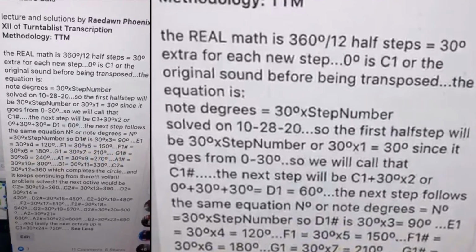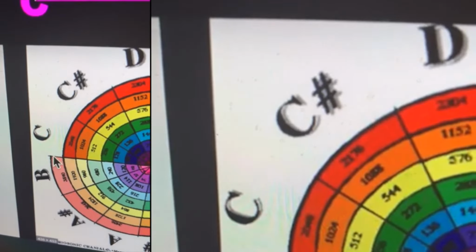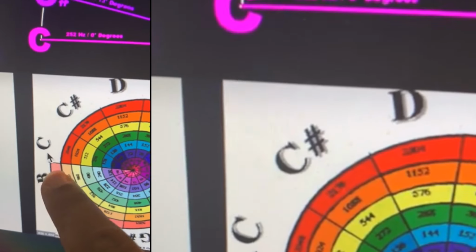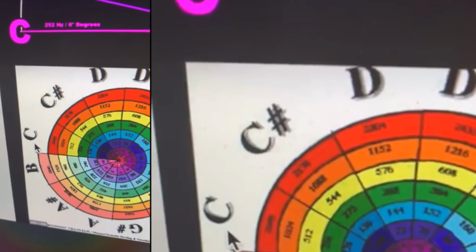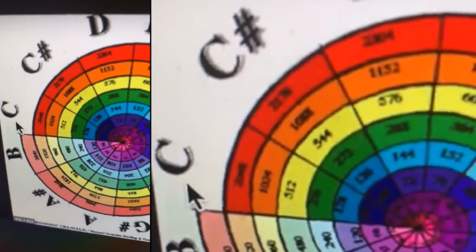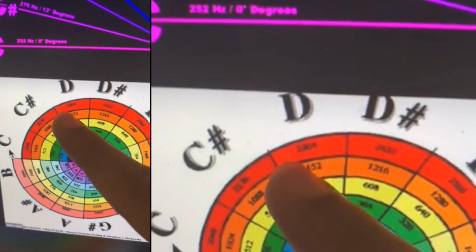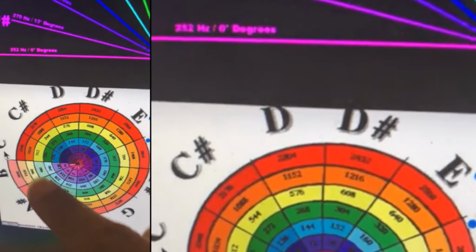So if 0 degrees is C1, right? This is C1 at 0 degrees, like how they have here. We're going to make this 0 degrees right here. Even though it's 270 degrees, we're just going to rotate everything and say that this is 0 degrees, right? And then the next one up is going to be 30 degrees. And then add another 30 degrees, and you add another 30 degrees, and another 30, all the way until you get to 360.